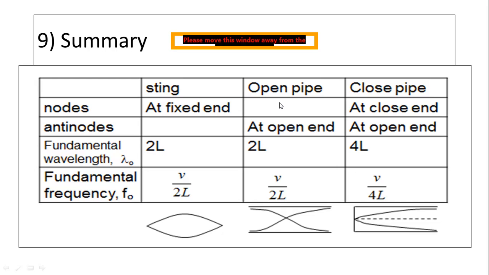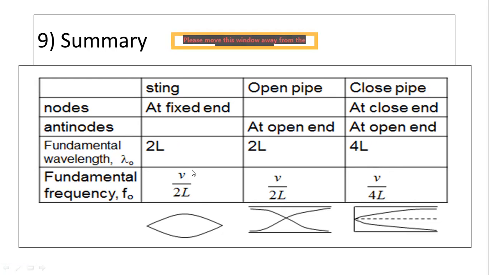Open end is your antinode. Closed end is your node. Antinode at open end, right? Fundamental wavelength is 2L. Open pipe and string are the same. Closed pipe is 4L.